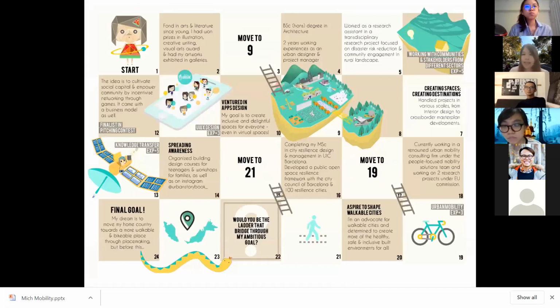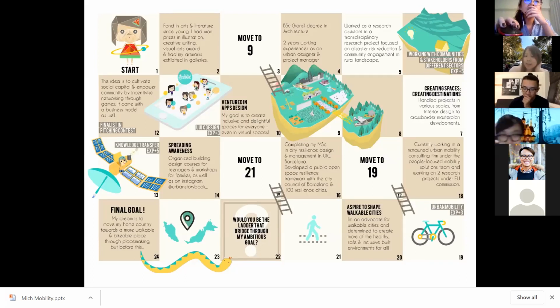I'll do a little bit of introduction for myself first. I'm Mitch. I graduated from Taylor's in 2015. After graduating, I worked for a local developer firm for 2 years in project management and as an urban designer. Then I continued my studies in Barcelona for my master's in city resilience design and management. Staying in Barcelona really inspired me a lot, and it made me realize where my true passion is, which is building cities for people and also urban mobility.